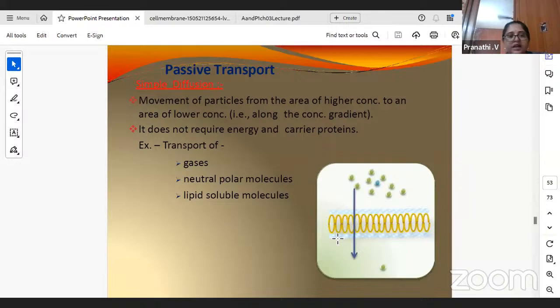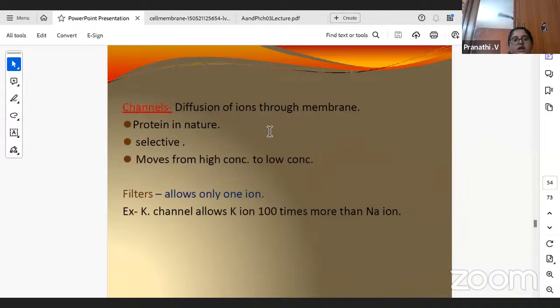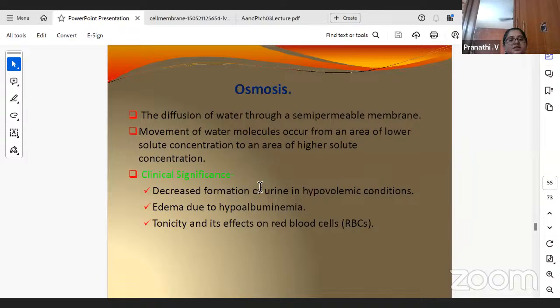So different kinds are there. Again, passive transport is simple diffusion. So you have different kinds. You have your gases, water molecules, neutral polar molecules, lipid soluble molecules, all of it coming in. Channels allow only one ion. So an example is the potassium channel. So there are more potassium channels as compared to sodium channels. Osmosis, the diffusion of water, happens. So movement of water is going to take place from an area of lower solute concentration to an area of higher solute concentration. That is your basic osmosis.